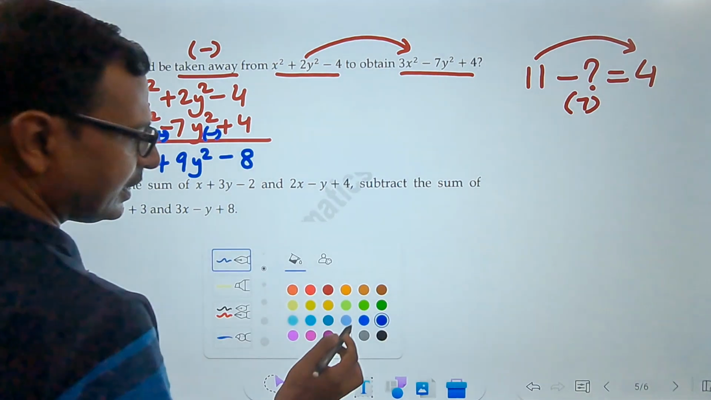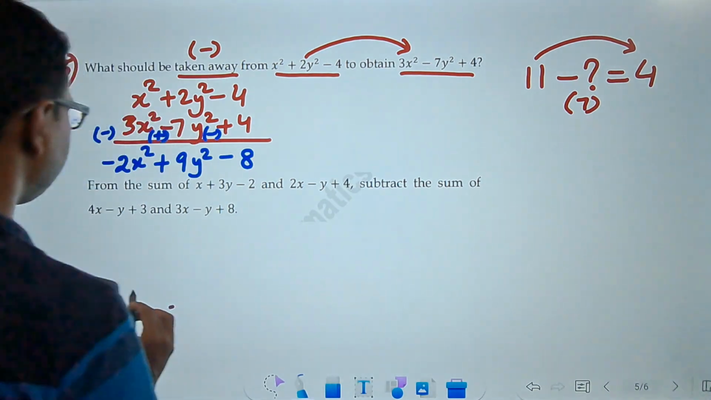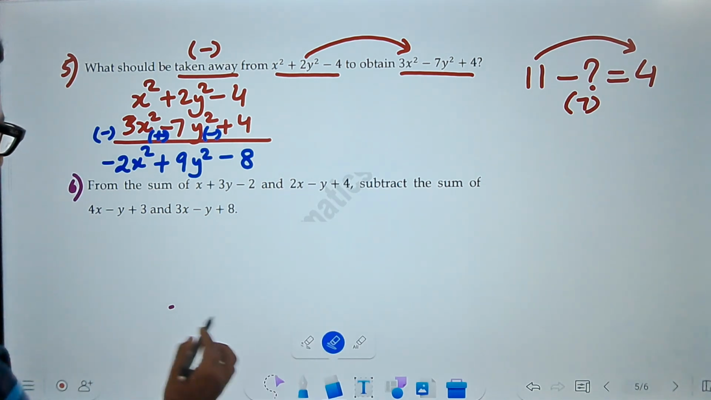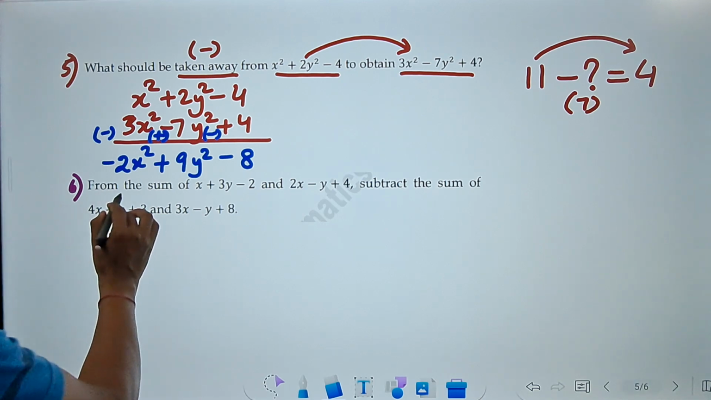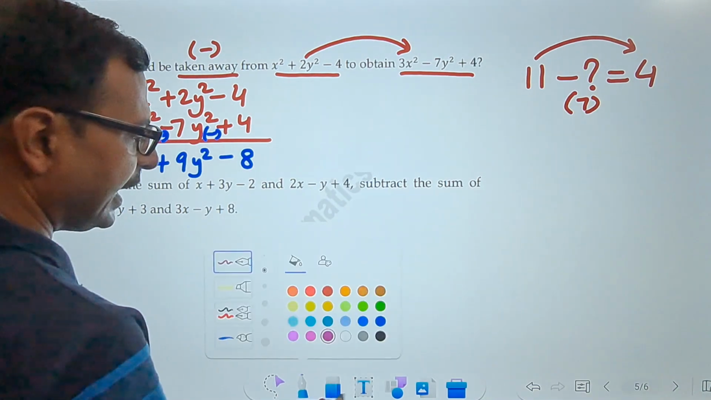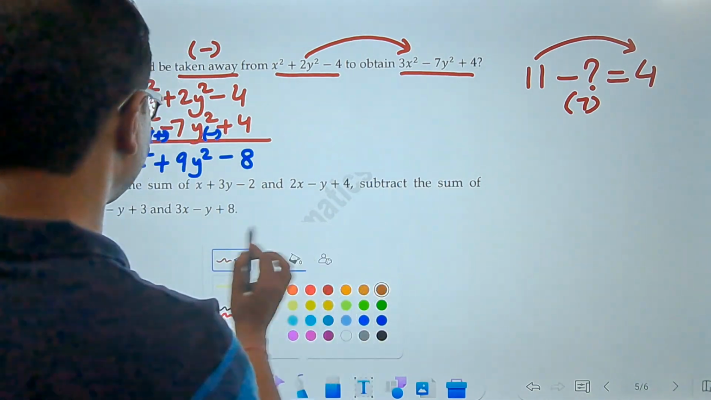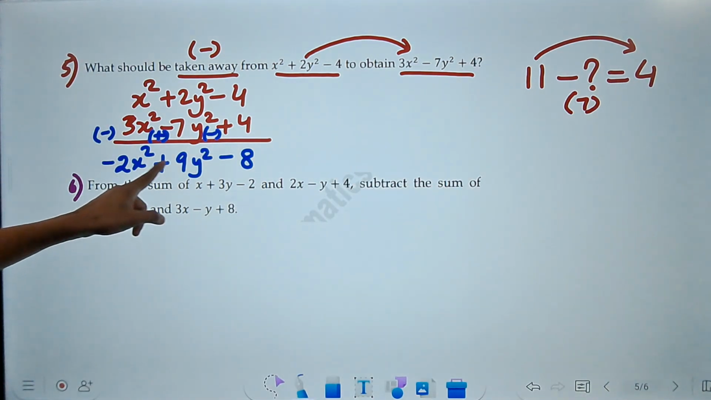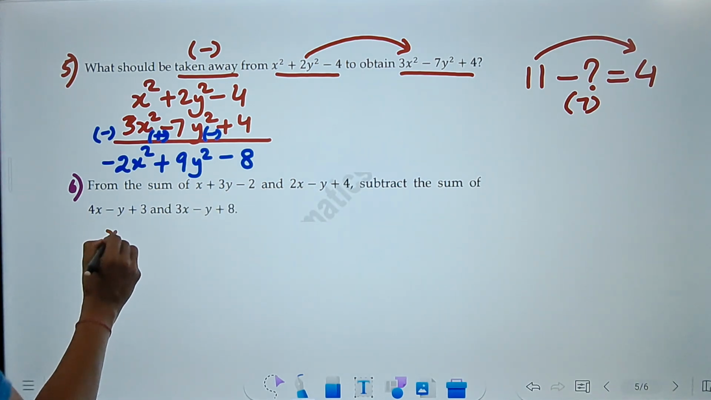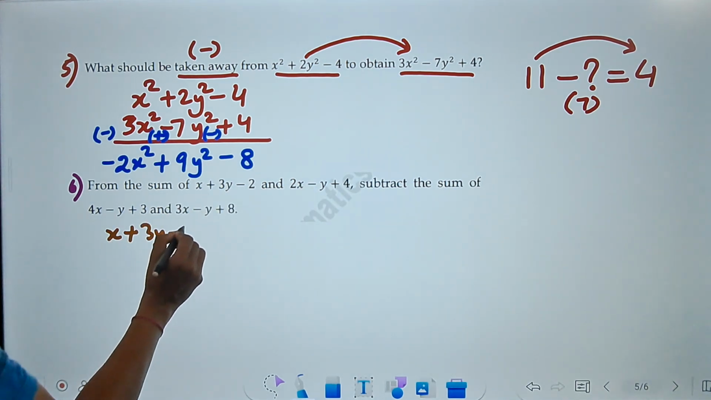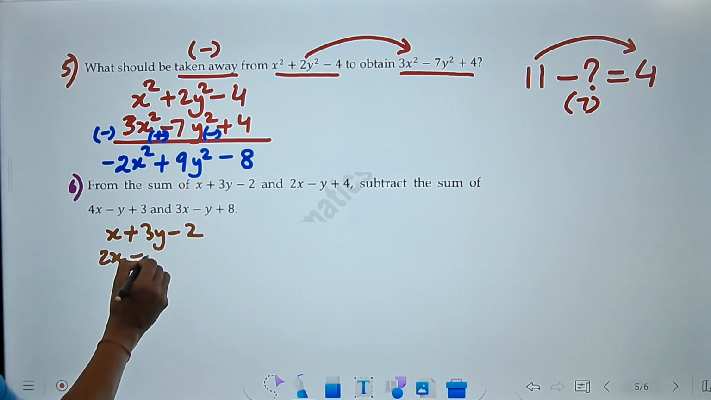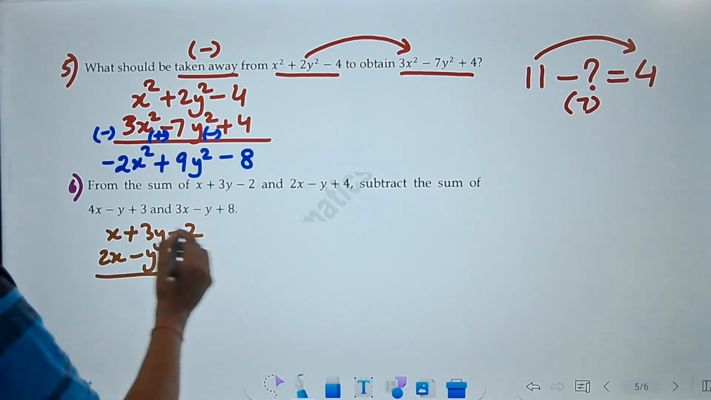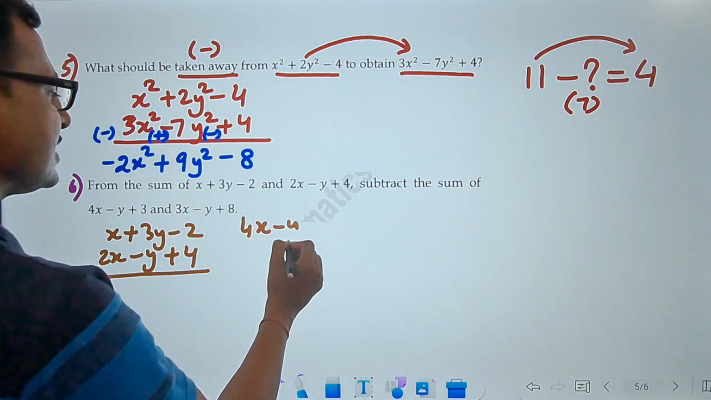For the last question in this video, I have a bigger question where you are asked to find the sum of two expressions and then the sum of another two expressions and then subtract them, right? From the sum of, so I'll add these two first, x plus 3y minus 2 and 2x minus y plus 4. So we need to add these two and the sum of this. So I'll add these two also, 4x minus y plus 3.